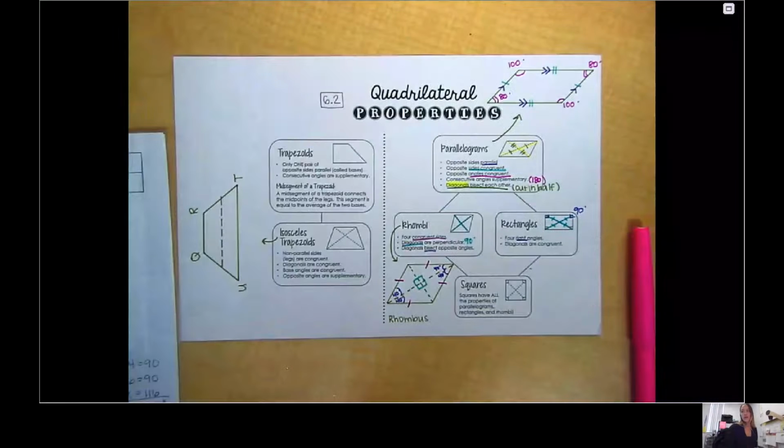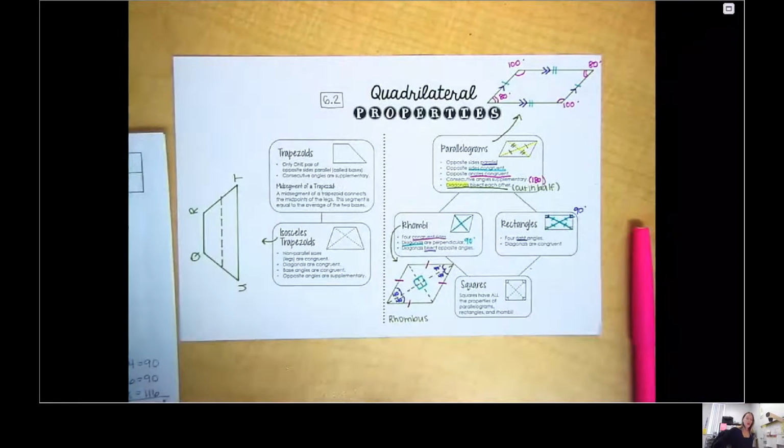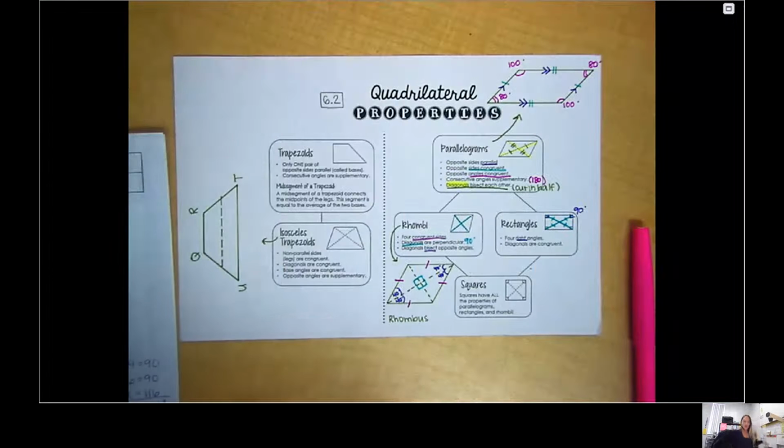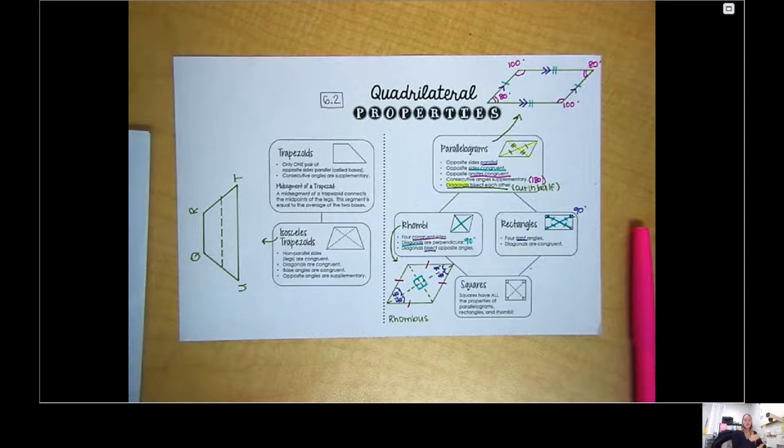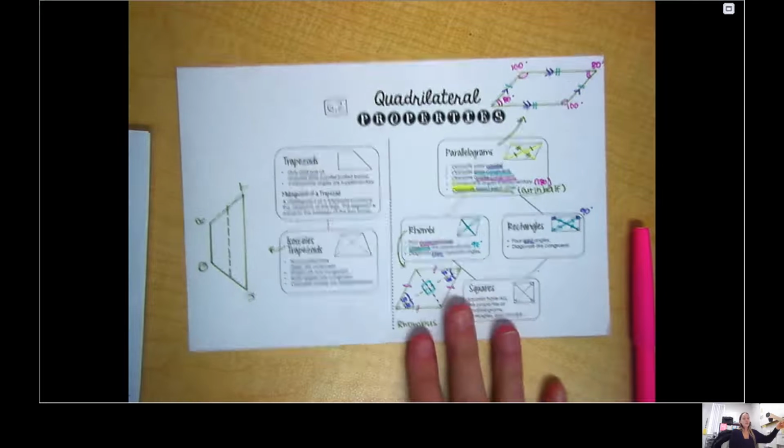Hello, my dears. We are going to talk today about the last type of quadrilaterals, which is trapezoids. We have already talked about parallelograms, we've talked about the rhombus, we've talked about rectangles. So now we're going to talk about trapezoids.